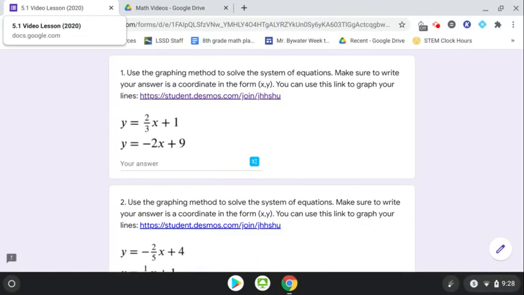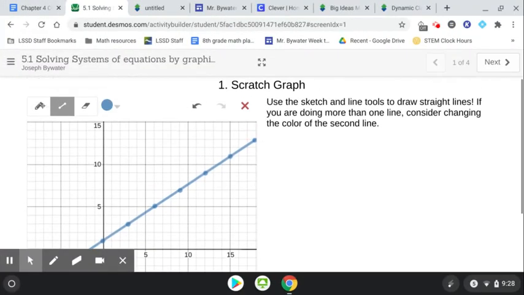The other line, I'm starting at a y-intercept of 9. So let's go up to 9. Oh, you know what? Just for kicks, I'm going to use orange this time. I'm going to go to 9. Better make sure I get my pencil tool. I'm going to put a point there. That's my start, right at 9.